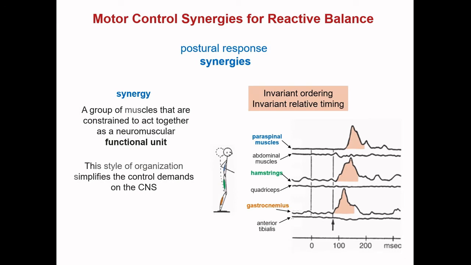One of the basic characteristics of a synergy is that muscles are organized to act as a functional unit. Here we see the paraspinal muscles, hamstrings and gastrocnemius all working together to counteract the forward sway of the body. This synergy has certain characteristics. It involves specific muscles, the muscles are recruited in a specific order, and the activation of each muscle is timed relative to the activation of the other muscles in the synergy.